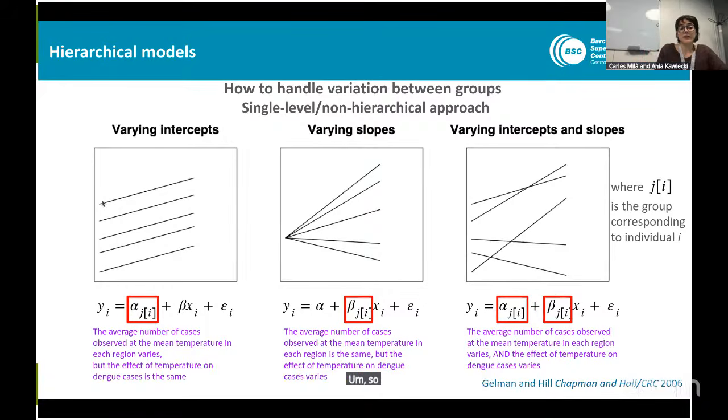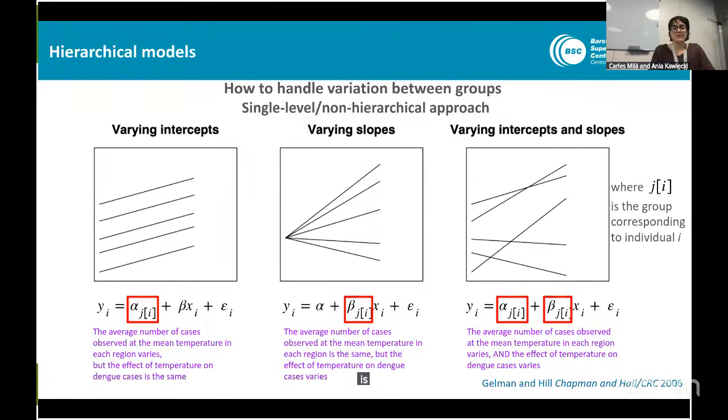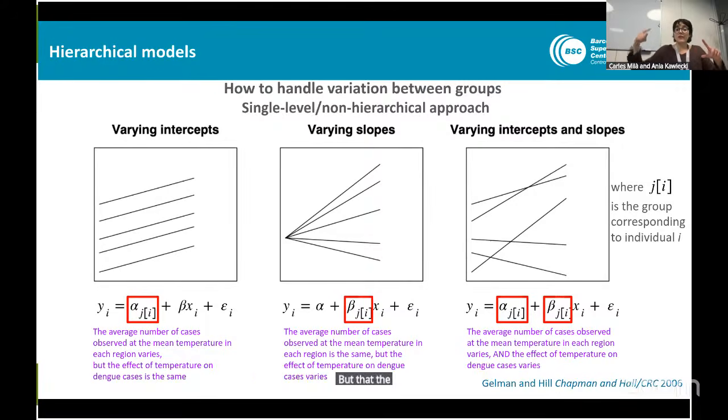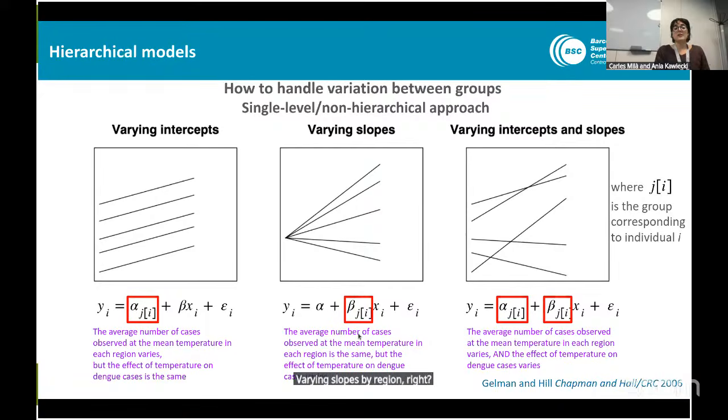So in this case, varying intercepts would mean that the average number of dengue cases that you expect at the average temperature in different regions is different, right? So your baseline dengue is different. Or you could say, okay, I think that the baseline dengue, so the average dengue, is going to be the same across all regions, but that the effect of the varying temperature on dengue cases is going to be different in the different regions. So here you would be talking about varying slopes by region, right? So your beta is varying with this J, with this group index.